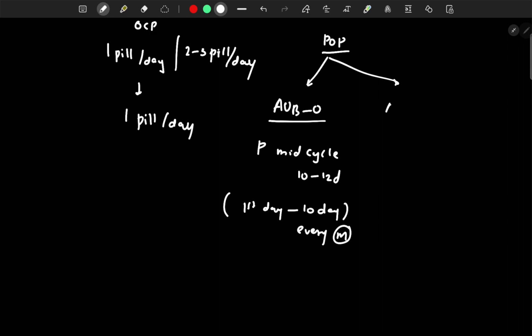If the AUB is other than ovulatory dysfunction, where the endometrium is exposed to a high level of progesterone, we will give this progesterone from day 5 to day 25 of every month, for 3 months. So now the endometrium is exposed to a high level of progesterone, there is no menstruation, and the bleeding is controlled.